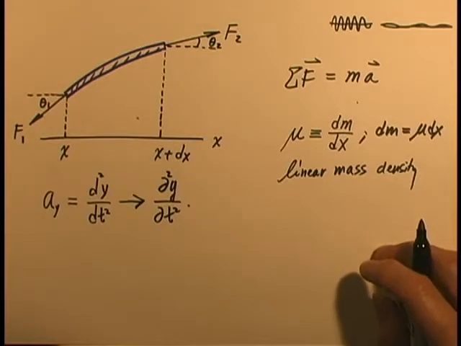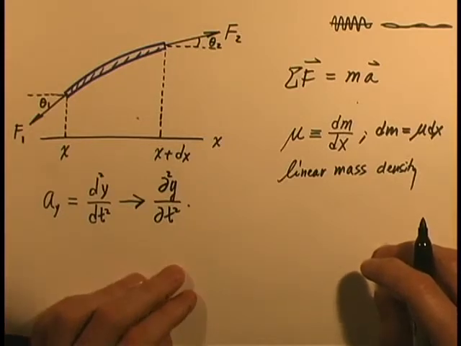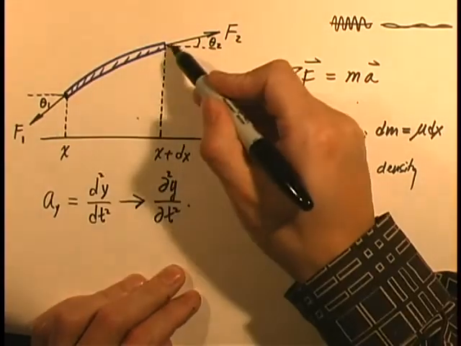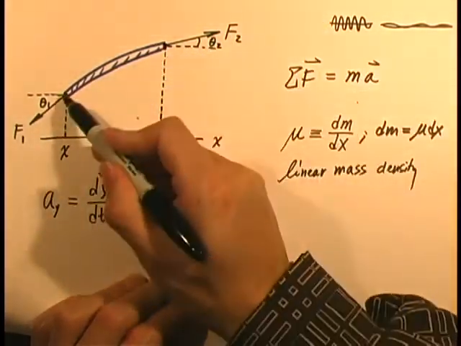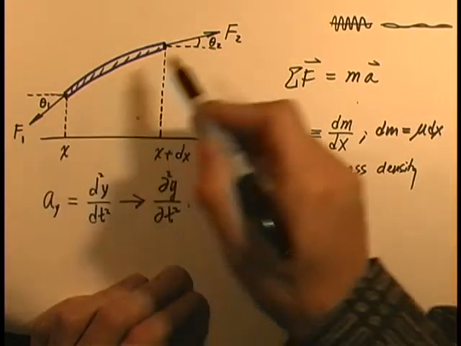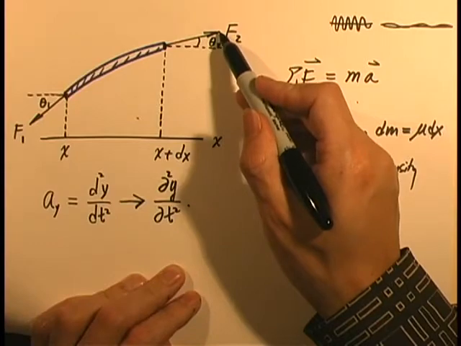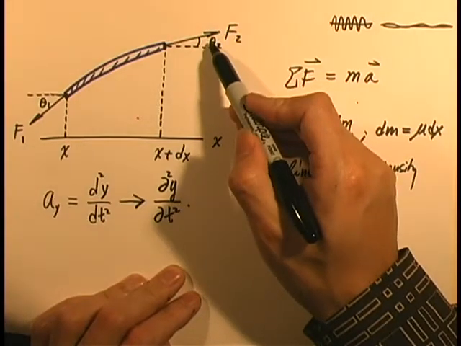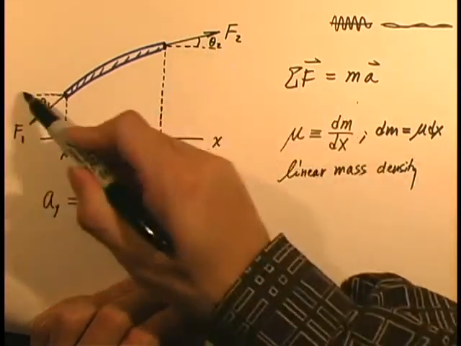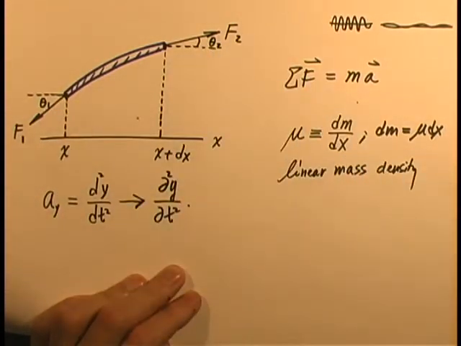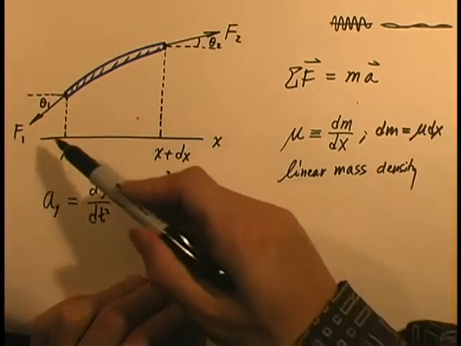Now, this string is in contact. This segment of the string is in contact with the rest of the string through 2 points, left end and right end. Okay, so there's a tension here, pulling it this way, F1. There's also a tension pulling that way, call it F2. They almost make the same angle with the horizontal, but not quite. This angle is theta 1, that angle is theta 2. They're slightly different.